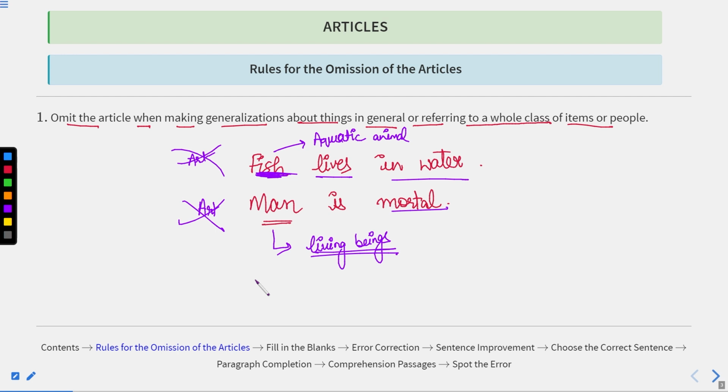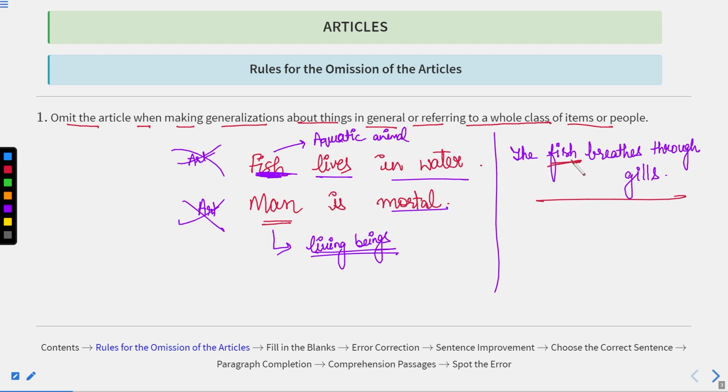We cannot use any article before it. But if I say the fish breathes through gills, now this sentence will be correct. Why so? Because it can only be seen in the category of fish only, not blue whale or any other aquatic animals. But here fish means only the category of fish. Okay, only the category of fishes.